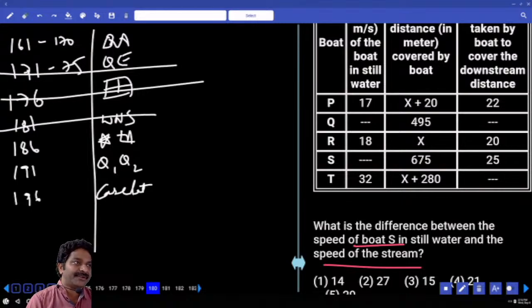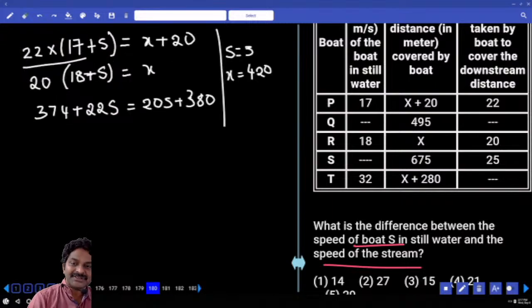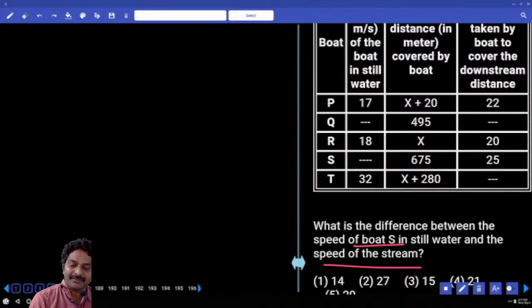Next, what is your preference? Here from question 186 onwards we have a radar graph and then a line graph, and here we have Q1, Q2, and here we have a caselet. Which one do you want to pick? Caselet? If you see the caselet, let's see what information is there.